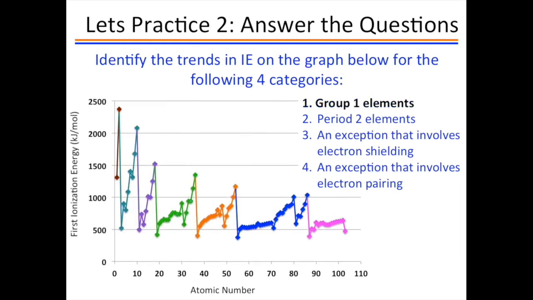Here are the trends. First, group 1. It is a little difficult to see, but the ionization energies are generally decreasing. What about period 2? In general, the ionization energy is increasing as the atomic number increases. Now here's an exception that involves shielding. We are showing the beryllium to boron exception, but you might have identified the equivalent exception in period 3, shown by the purple line. An exception that involves electron pairing in period 2 is shown here.